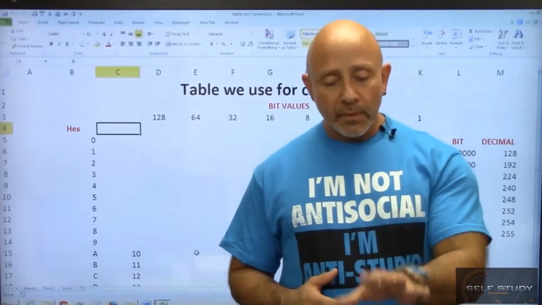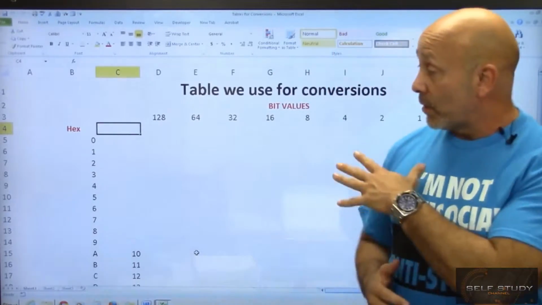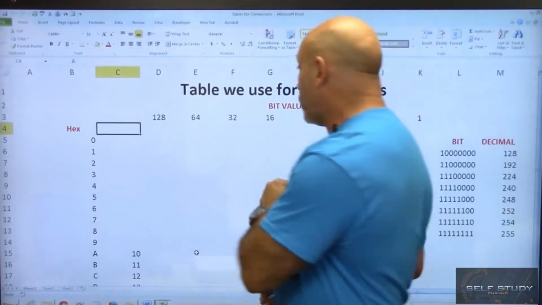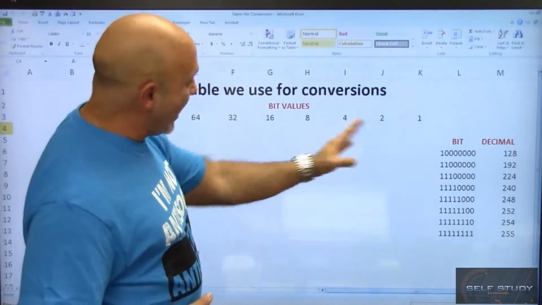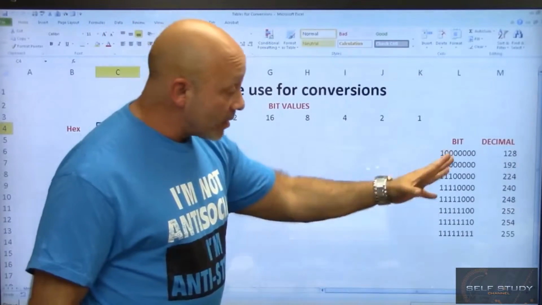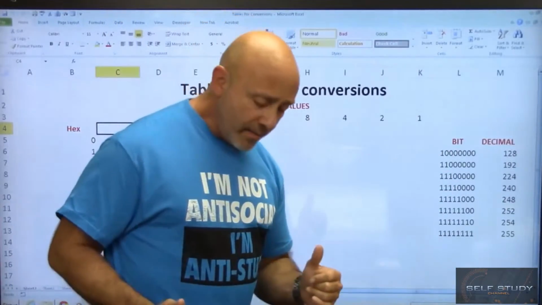And also, this is going to show you especially the bit to decimal table, because these are the tables that we use when we're converting, whether you're converting a binary number, decimal number, or hexadecimal number. So I'm just going to show you the tables that we use.